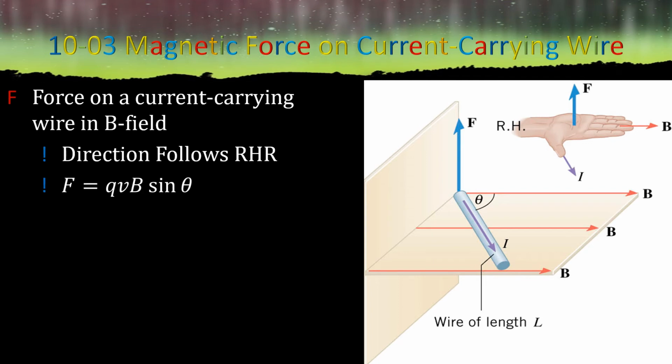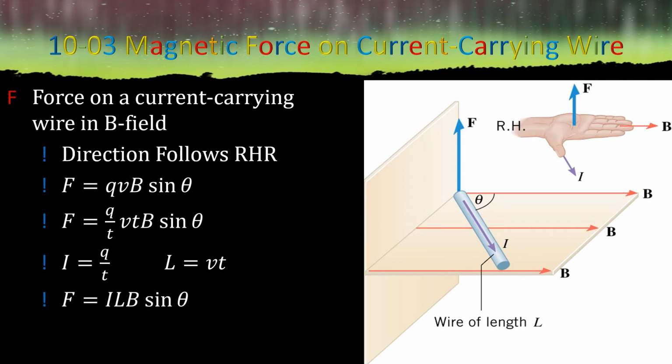The magnitude of force is qvB sin theta, and we are inserting a value here. We are simply inserting t here. We are making current q upon t here. That's why I'm multiplying by t as well as dividing by t. It makes q upon t, which is I, and vt, that is velocity into time, that is length. F is equal to ILB sin theta.